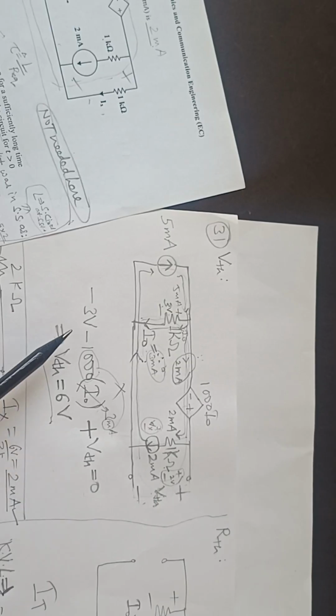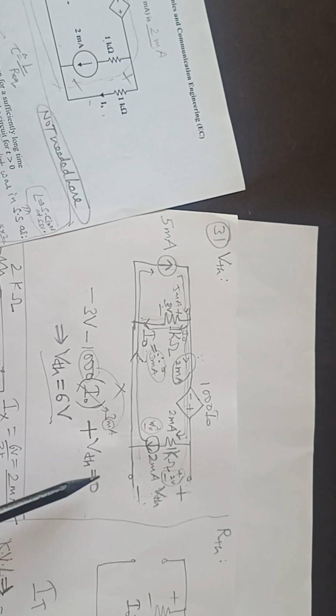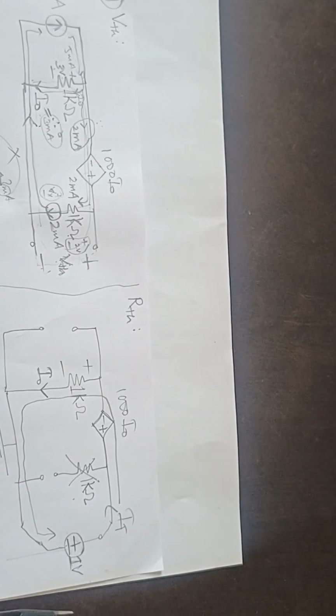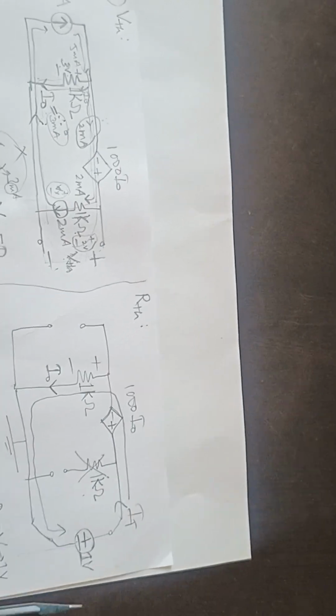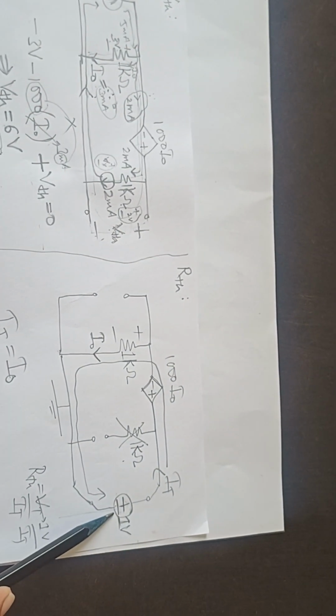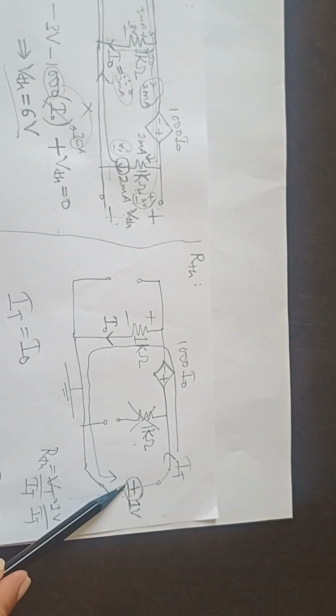Easy. So this is like minus 3 and minus 3 is equal to minus VTH, so VTH is 6 volt. Now to find RTH, since there is a dependent source, I need to use the VT upon IT method. Either I can take a 1 ampere current source and make IT equal to 1, or I can make VT equal to 1 volt. So here I am using VT equal to 1 volt.